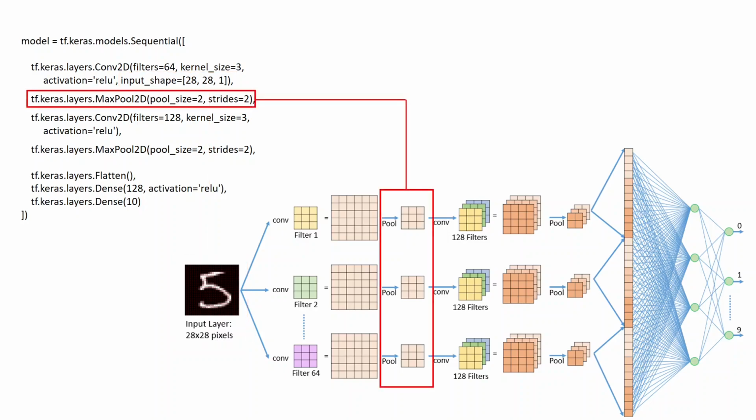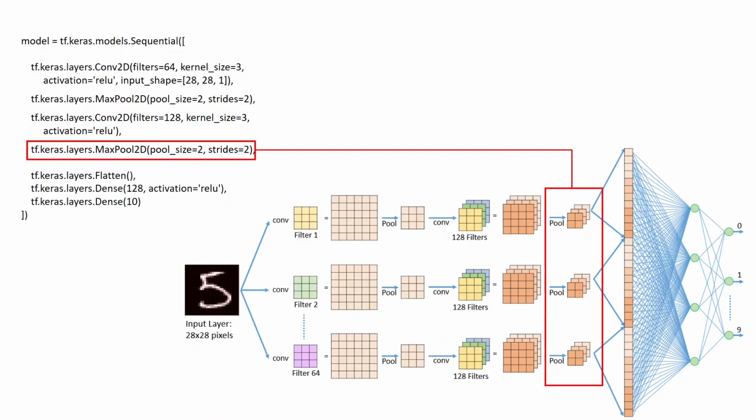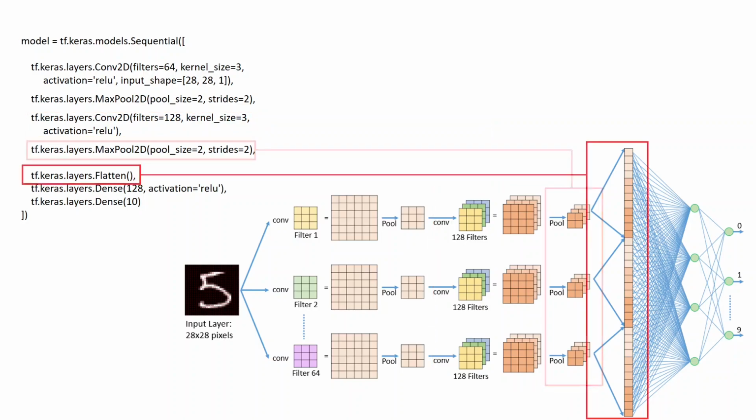The second layer is a pooling layer. We are using max pool, which means that we are taking the maximum value from each part of the image. Our pooling square size is 2 by 2 and our stride is 2. The third layer is another convolution layer. Here, there are 128 filters, and each filter is still 3 by 3 pixels. The fourth layer is another pooling layer. The fifth layer is a flatten layer. This is always needed between convolution or pooling and dense layers.